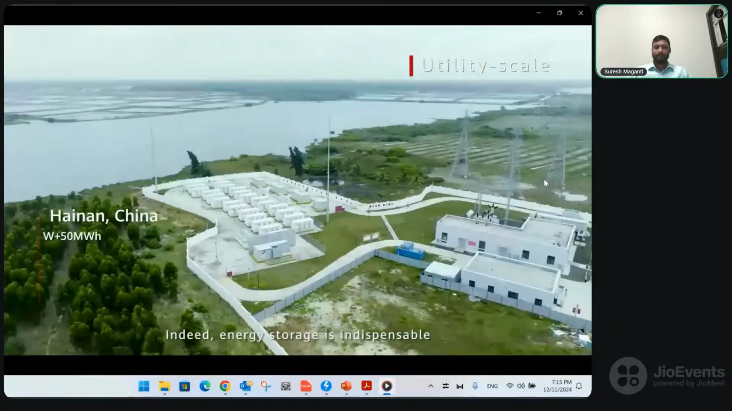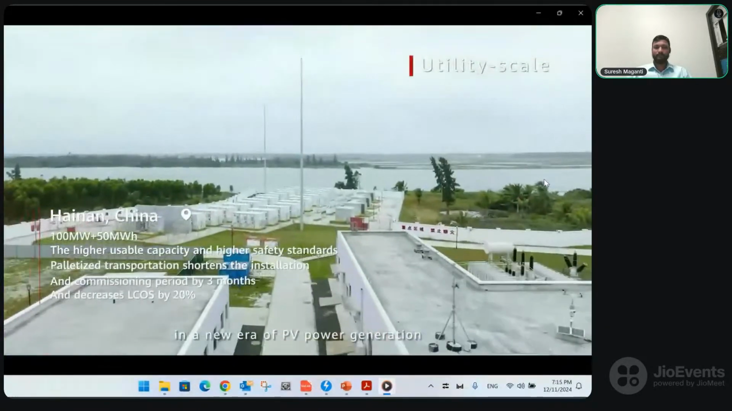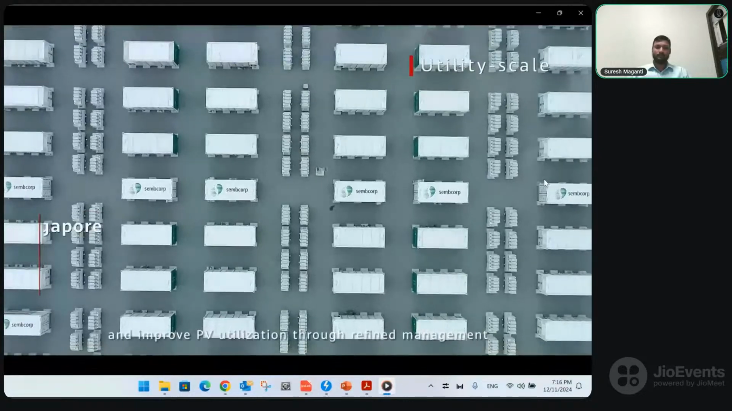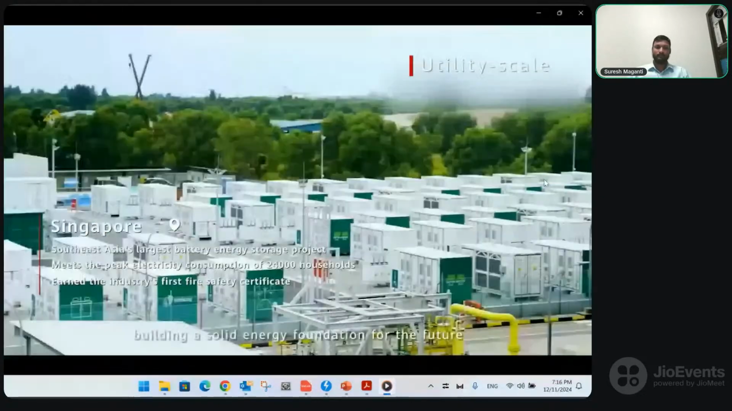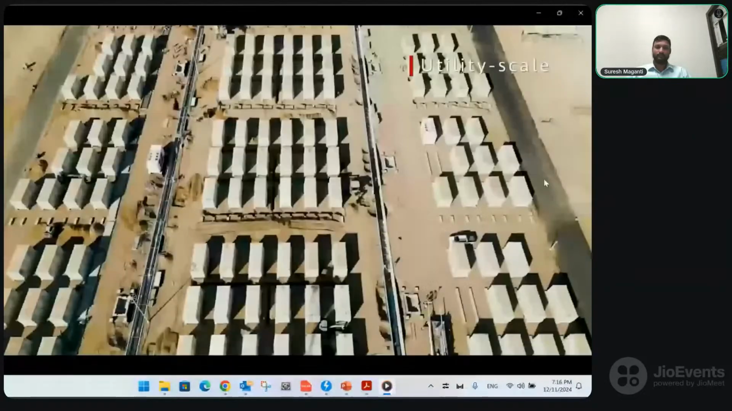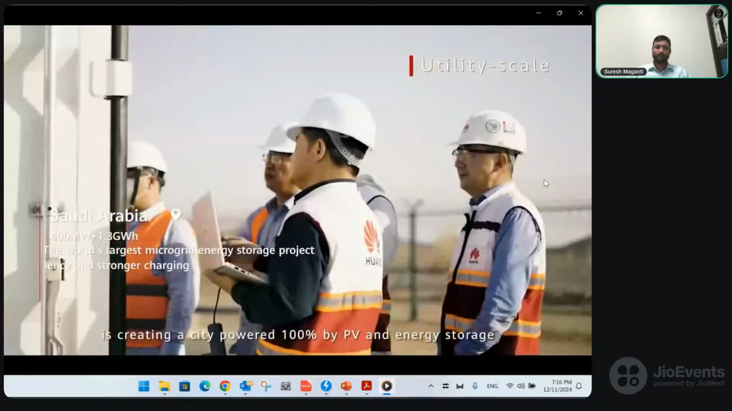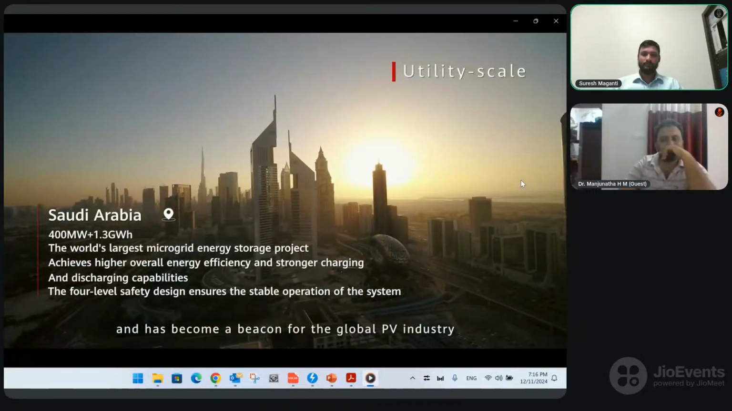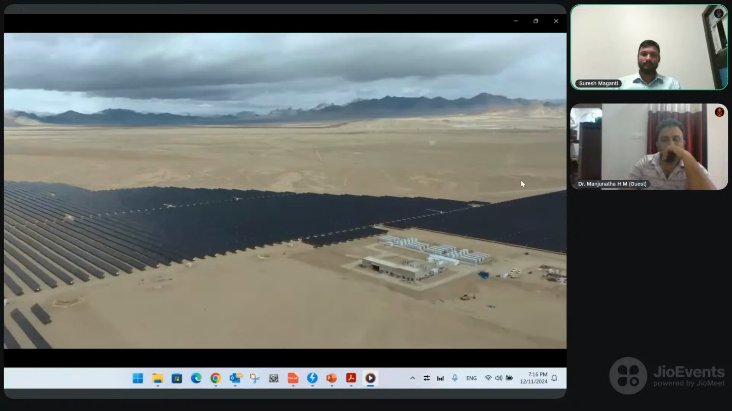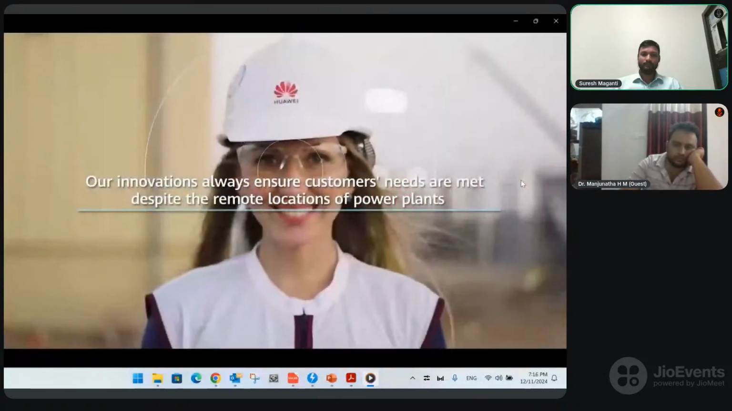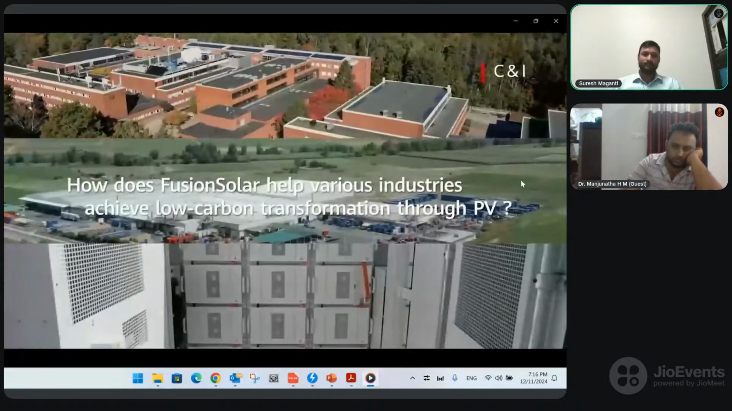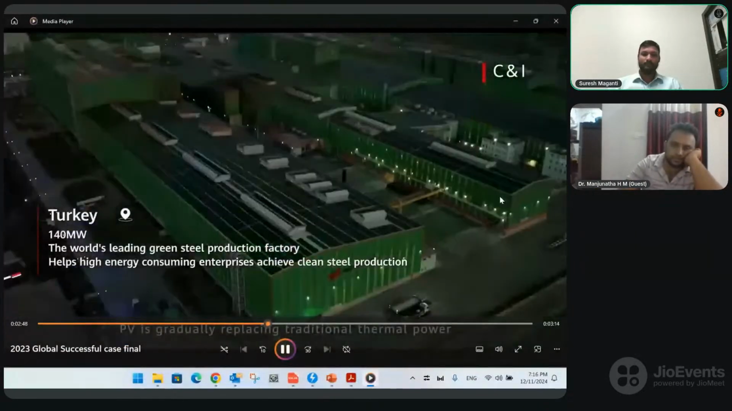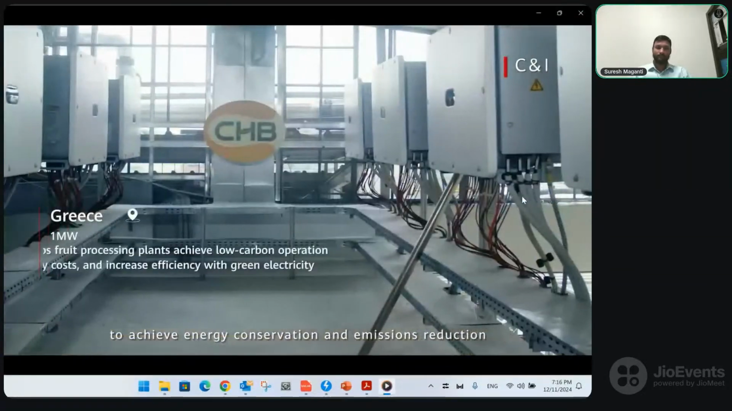Indeed, energy storage is indispensable in a new era of PV power generation. We offer efficient power conversion and safe energy storage and improve PV utilization through refined management, building a solid energy foundation for the future. The Red Sea project in Saudi Arabia is creating a city powered 100% by PV and energy storage and has become a beacon for the global PV industry. How does FusionSolar help various industries achieve low carbon transformation through PV? PV is gradually replacing traditional thermal power to achieve energy conservation and emissions reduction.